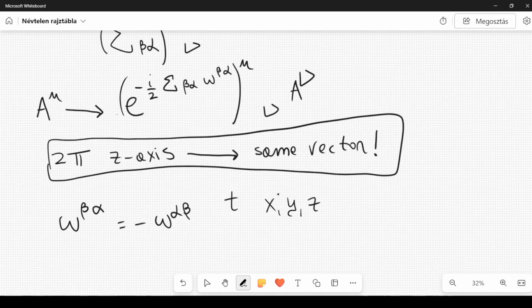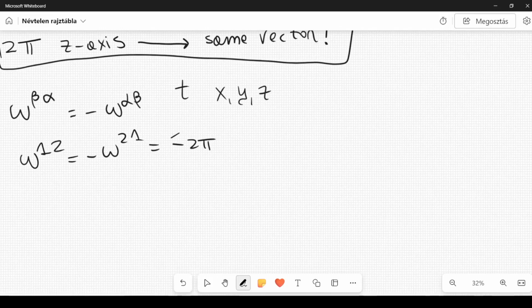So these are the three dimensions of space, and the quantity which is non-zero for a rotation around the z-axis is omega 1, 2, which is equal to minus omega 2, 1, and we set it equal to minus 2 pi. So you can also put plus 2 pi if you want. You will get the same thing at the end of the day. This characterizes the orientation of the rotation. But let me tell you just a little bit more about this, in particular about the fact that all the other terms will be zero here.